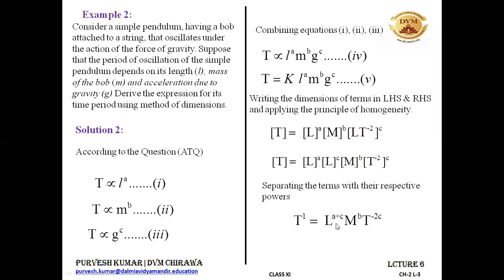All other terms are not present towards the left hand side equation. So we assume that they are having power 0, because something having power 0 is 1. If we multiply some quantity with 1, it does not affect the quantity. We will be getting the same quantity. That's why A plus C is equal to 0 because L is having power 0 towards the left hand side, and B is also equal to 0 because M is having power 0 towards the left hand side.